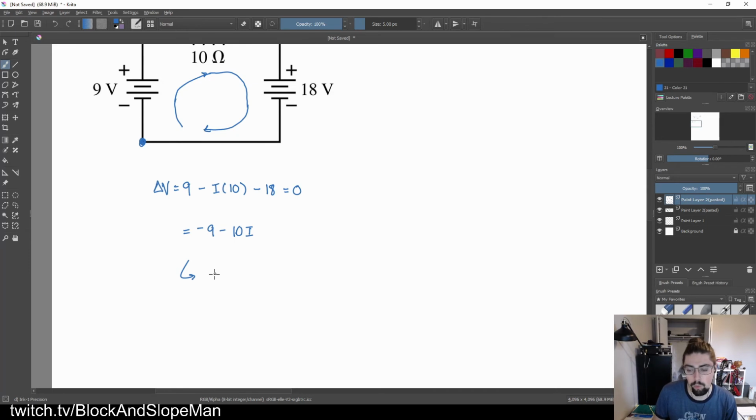Rearrange it. So this will be 10i is equal to -9. I is equal to negative 0.9 amps.